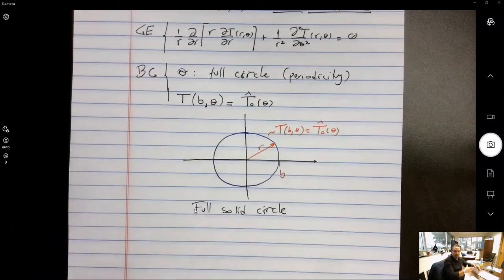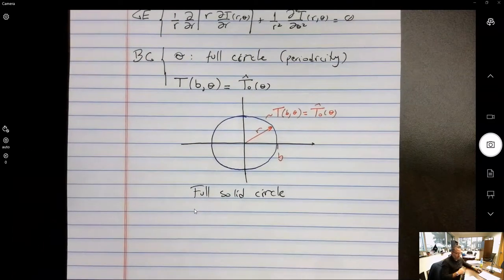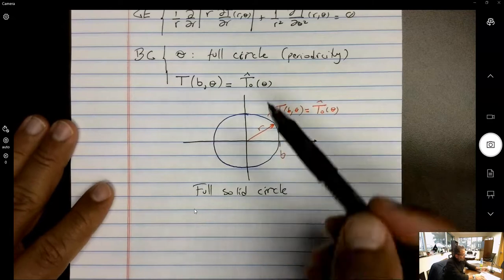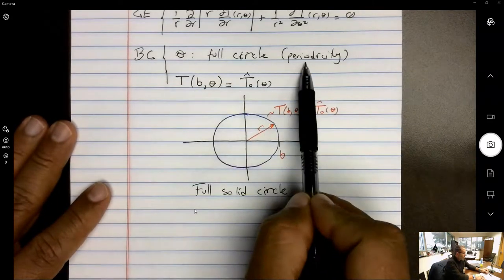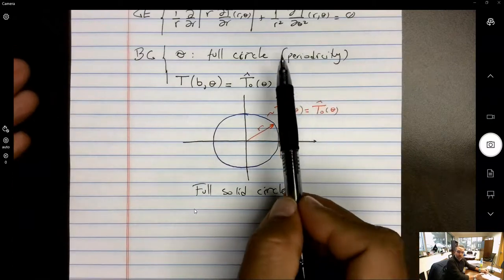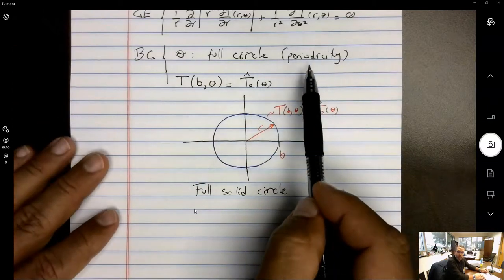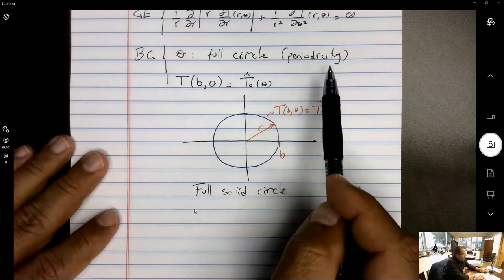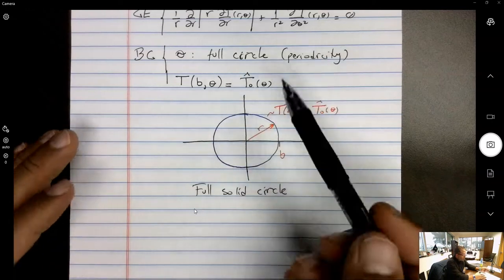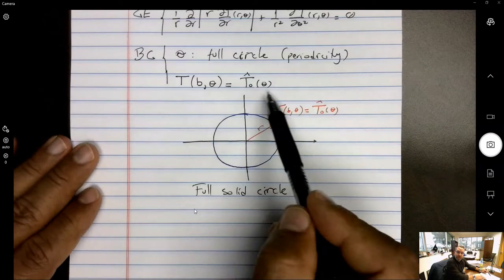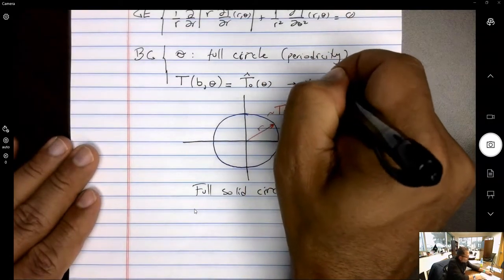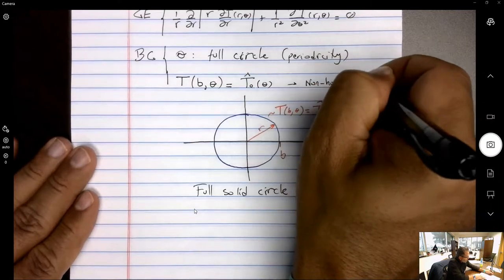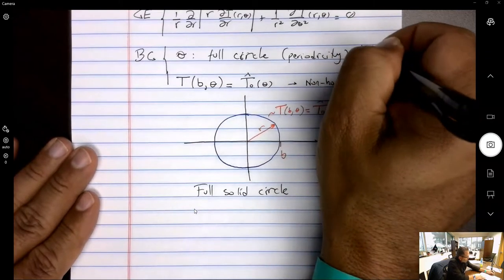We'll see what happens when the circle is not solid, when we have a hole in the middle. So the boundary conditions in theta are homogeneous. There are no boundary conditions, it's just periodicity. So basically, we assume that those are homogeneous conditions. And we have a non-homogeneous condition. So this is non-homogeneous, and this is homogeneous.